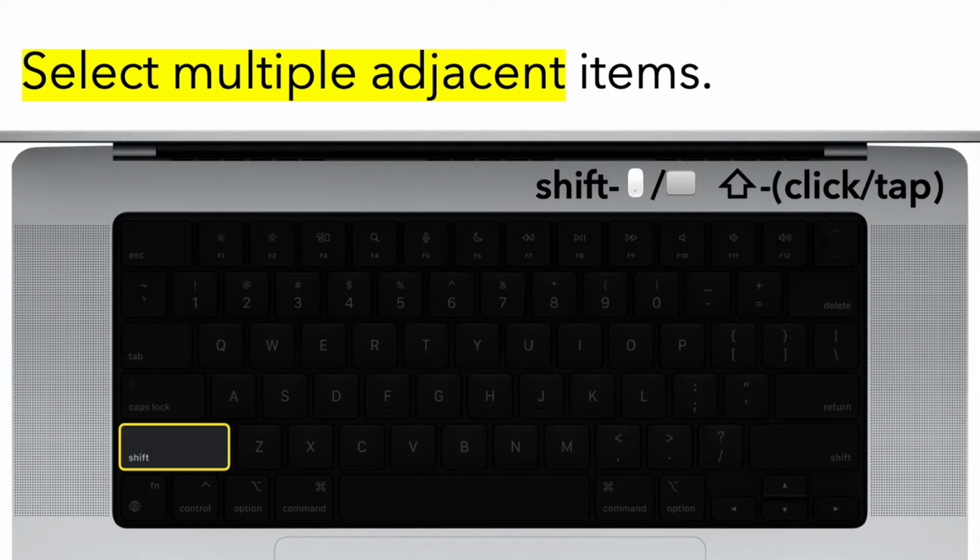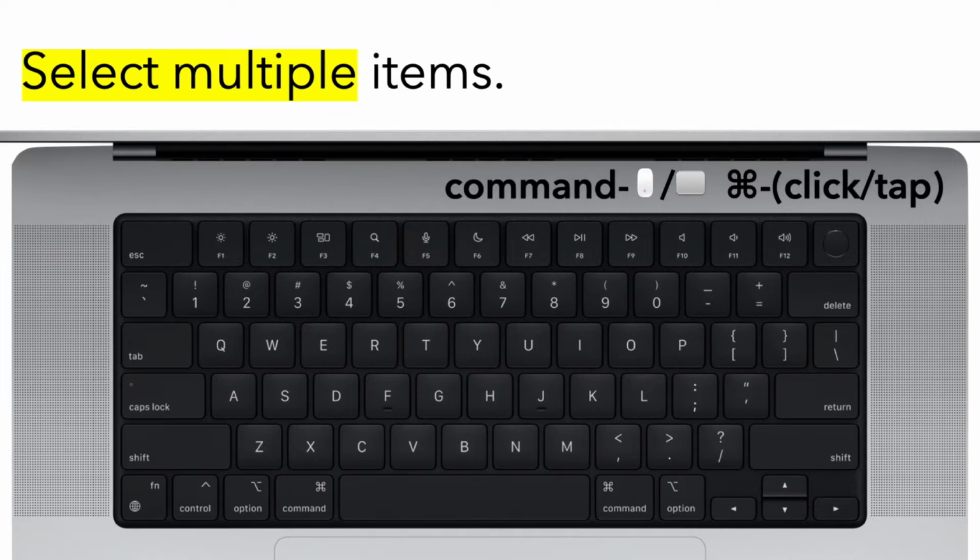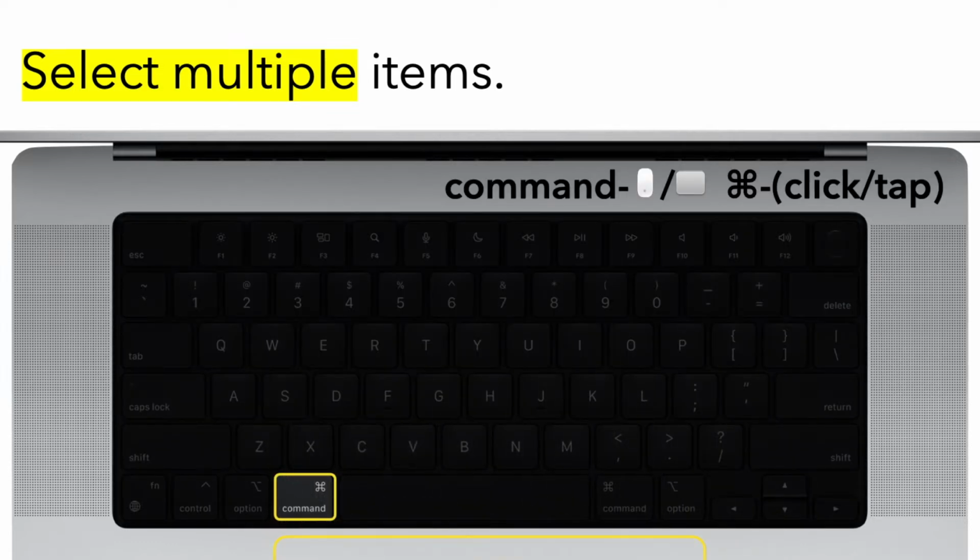For times you want to select items that are multiple but not adjacent, they're random, they're a mix, then you use the Command key, hold it down, and then you use your mouse or trackpad to select the items in whatever amount you want, whatever order they're in, and it will select all of those, and you can move them, save them, delete them, whatever you want to do.